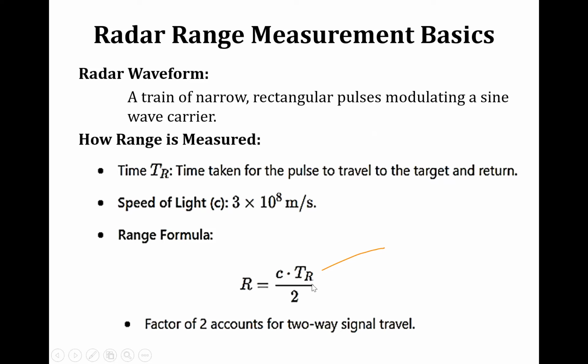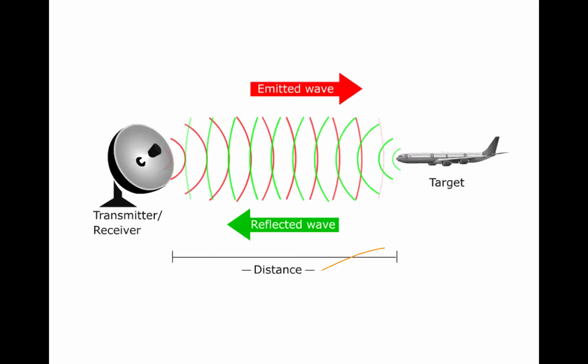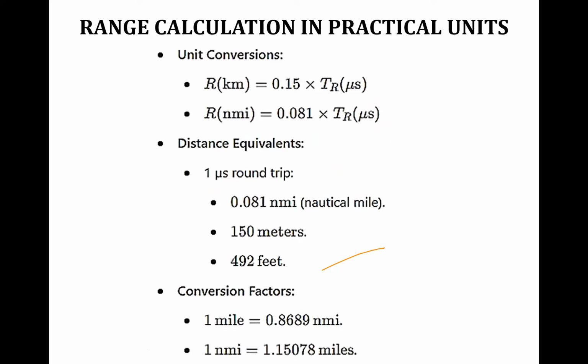Here, why we are dividing by 2 is because we are calculating both transmitting as well as receiving the signals. Hence we are using the divided by 2 parameter. So the range calculation: if the range is measured in kilometers, it has to be expressed as 0.15 into TR, the time taken for the range calculations. And if it is in nautical miles, it is 0.081 into TR microseconds.